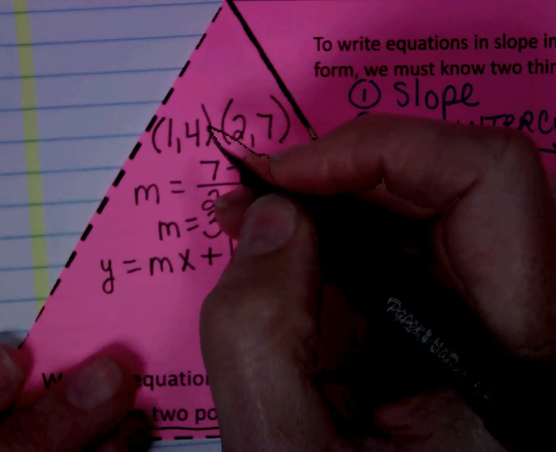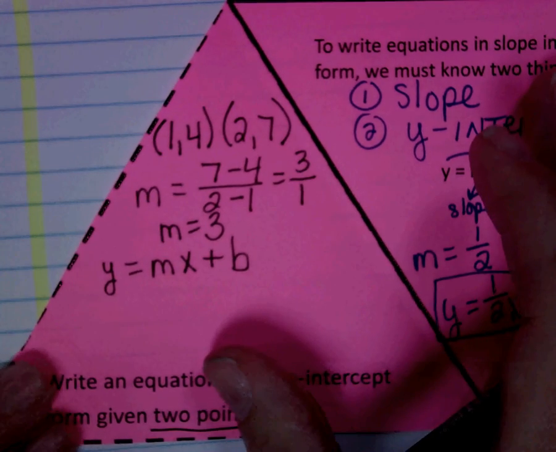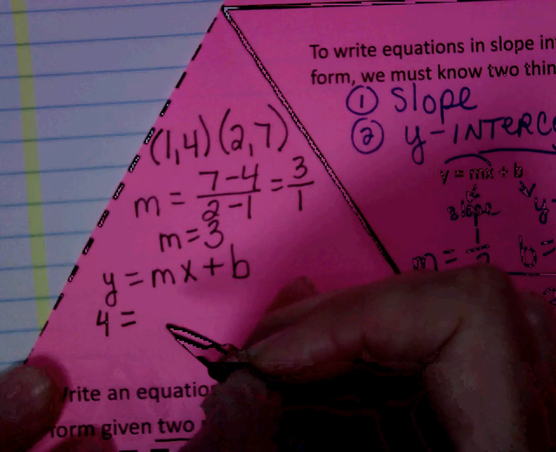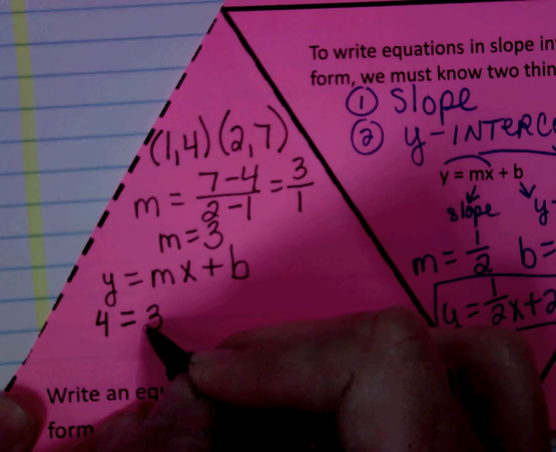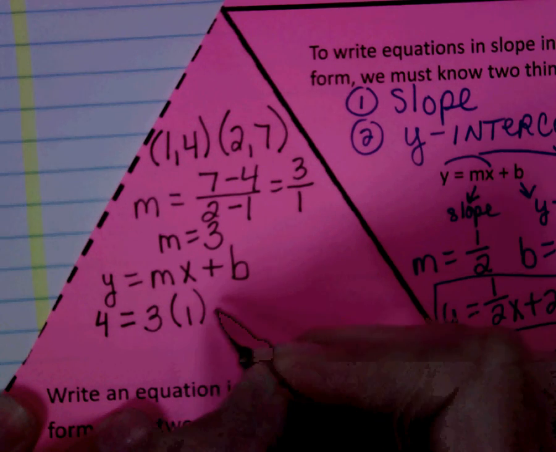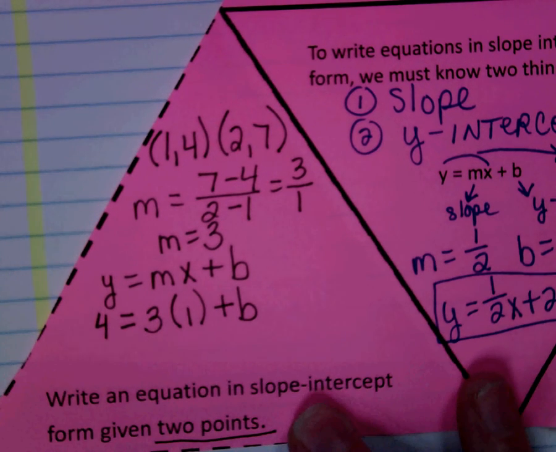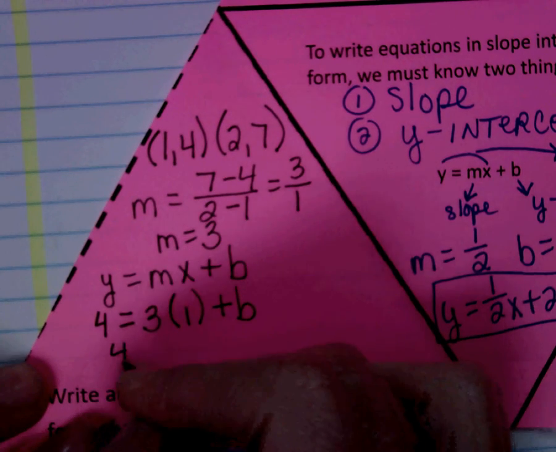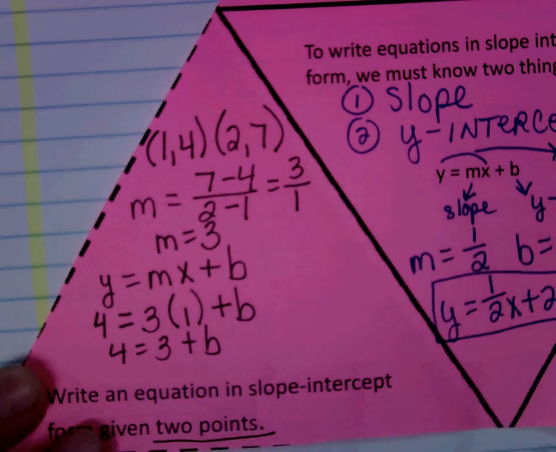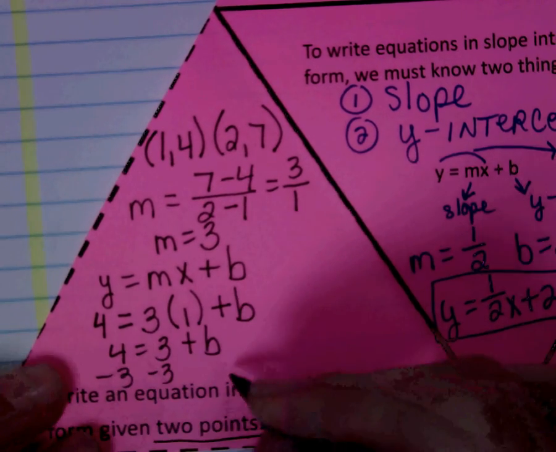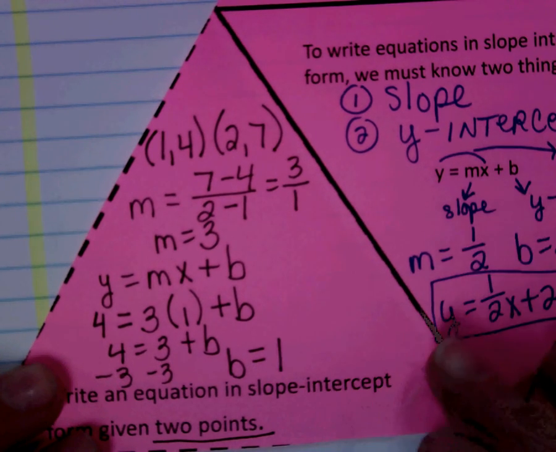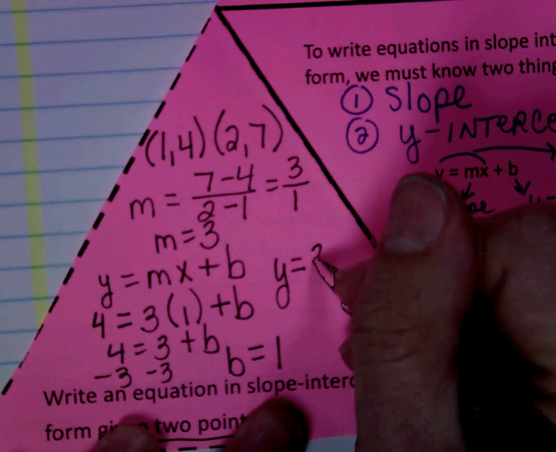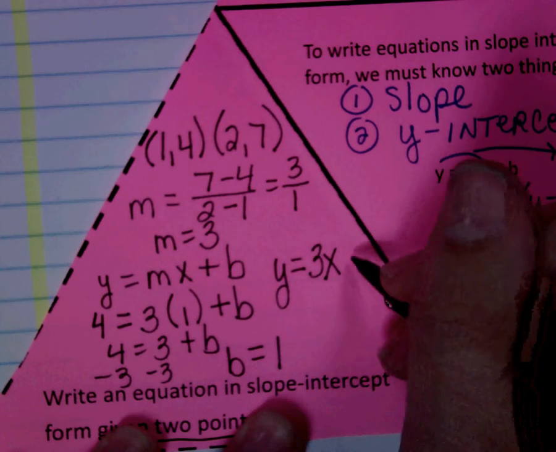I'm going to use the point (1, 4) just because the numbers are a tiny bit smaller. Notice my y value is 4. We already decided that our slope was 3, and my x value is 1. So all we did is replace the variables with what we knew. Well, we know 3 times 1 is 3. So now I'm going to subtract 3, and we get that our y-intercept is 1. So now we're ready to write our final equation. y equals 3x plus 1, because 3 was our slope.